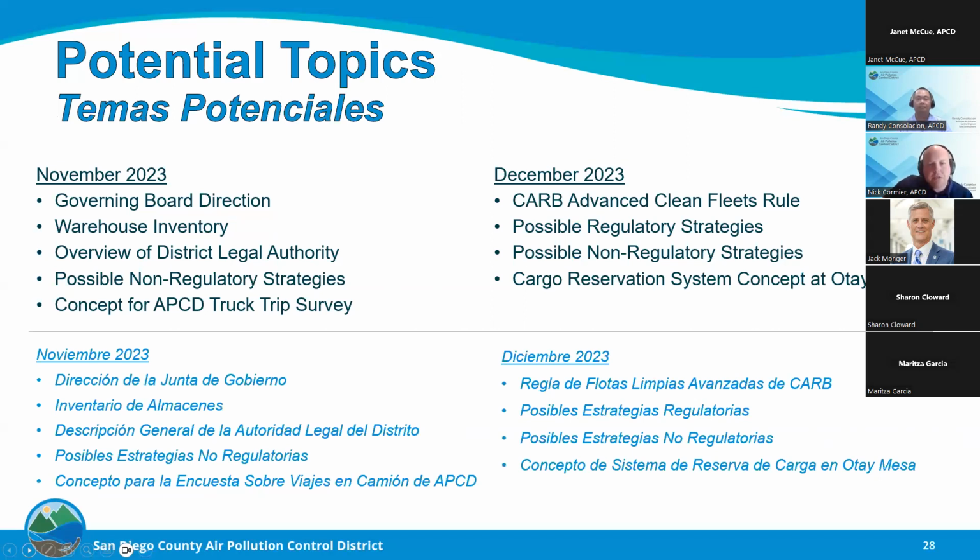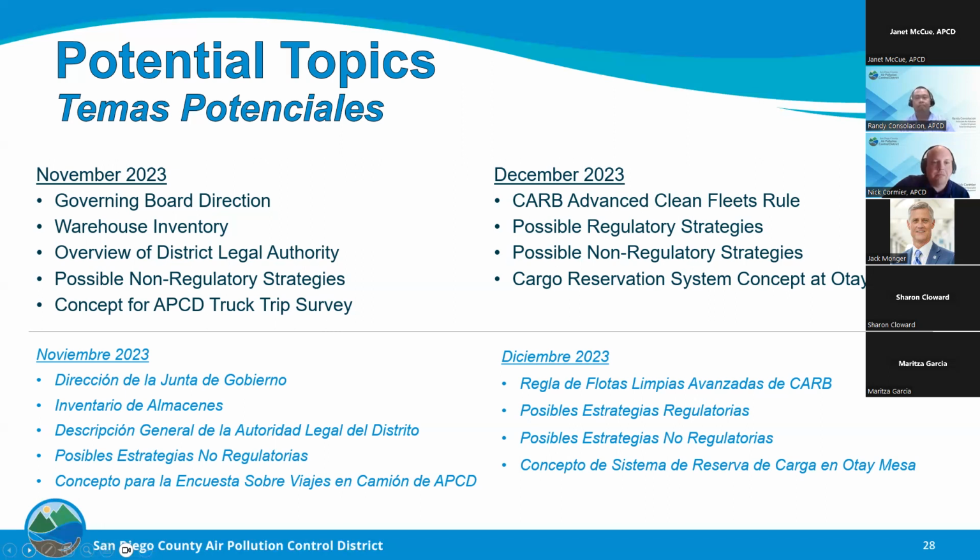The following are potential topic areas that may be discussed at the first WWG meetings. For November, we'd be looking at discussing governing board direction and feedback, and warehouse inventory, including small warehouses, under-resourced communities, proximity to sensitive receptors, and prioritization. An overview of the district's legal authority, possible non-regulatory strategies, including incentives, new concepts, and a concept for a district truck trip survey.